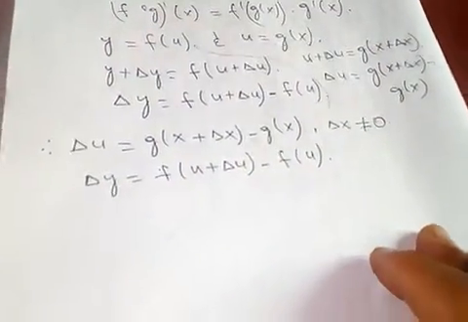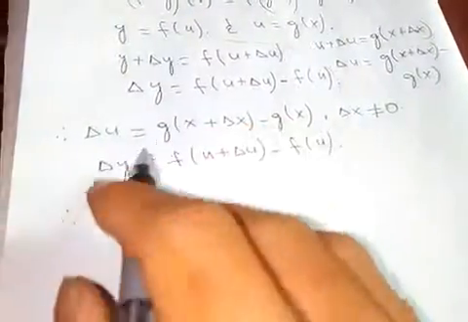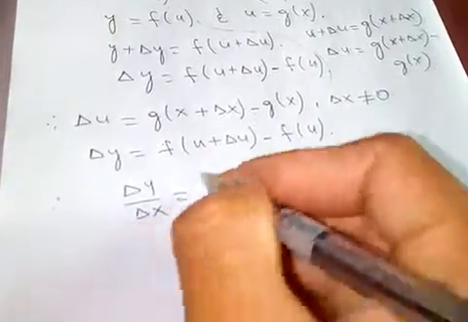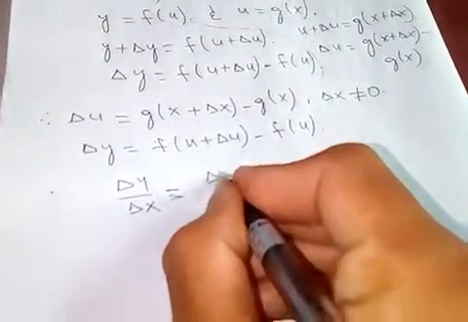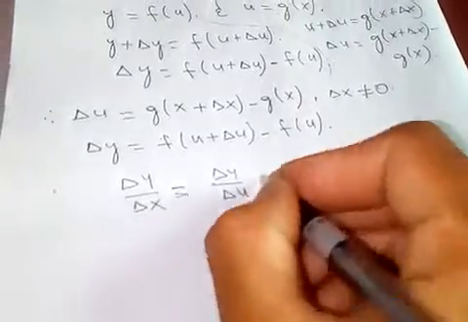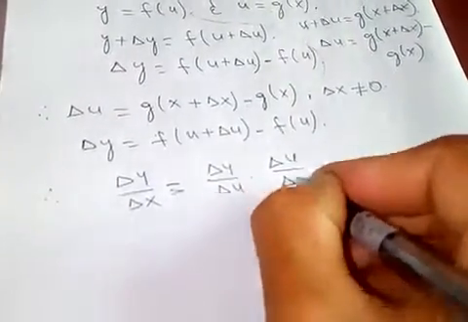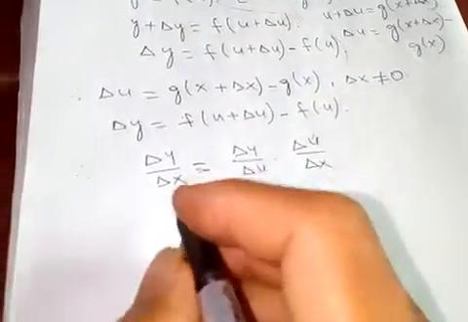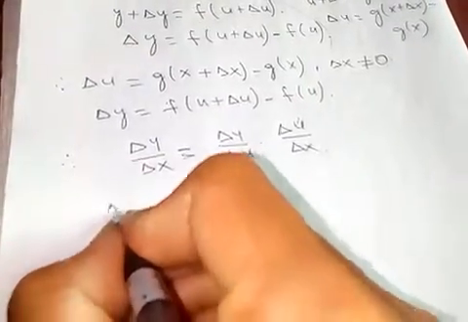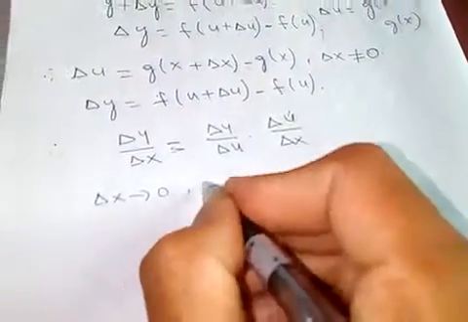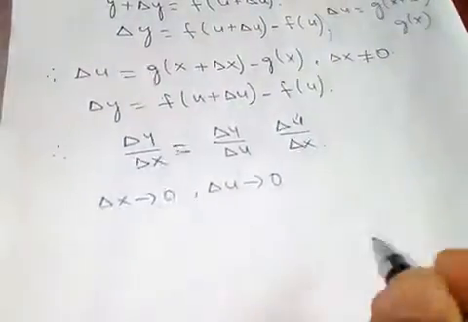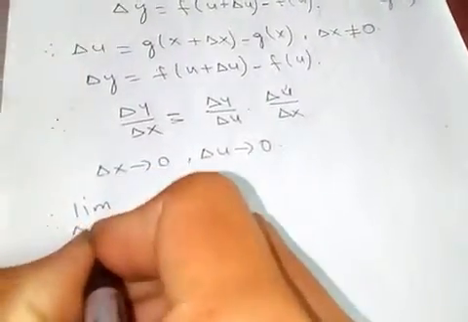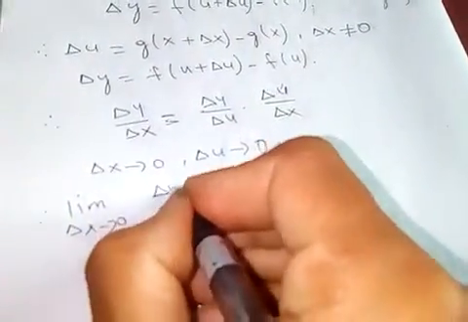Now if I divide delta y by delta x, this can be simplified as delta y by delta u times delta u by delta x. These two cancel, same thing. Now taking the limit as delta x tends to 0, delta u also tends to 0.